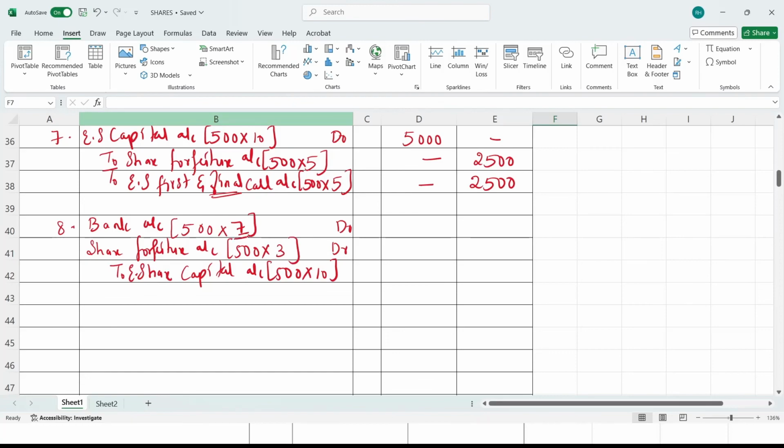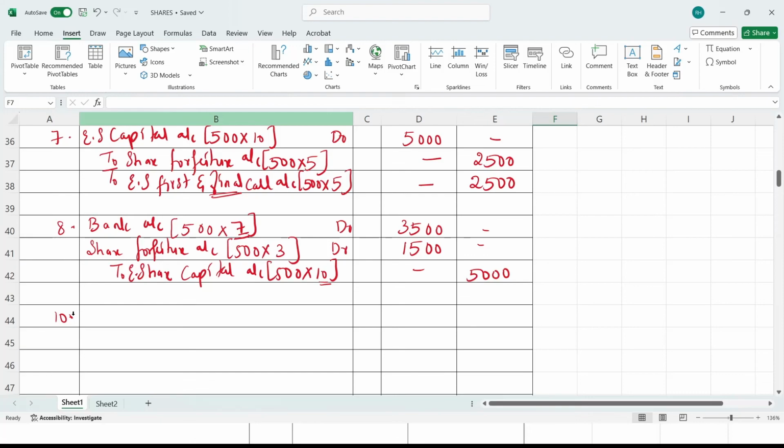7 is the reissue price. 10 is the face value. 10 minus 7, 3 you have to write. 7 5s are 35, 3500. 5 3s are 15, 1500. 5 10s are 5000. Clear? Yes. Now, after reissuing, you have to transfer the profit. Profit will be transferred to capital reserve.